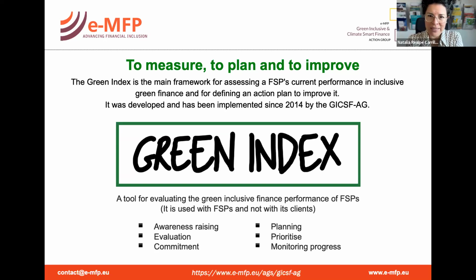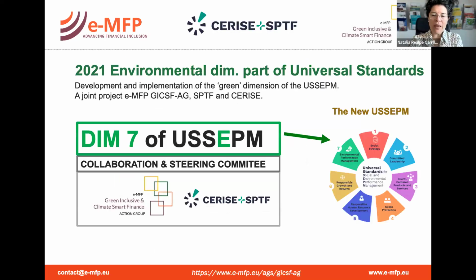Now, regarding this tool, in 2021, as you may know already, for the Universal Standards for Social and Environmental Performance Management, we worked together with CERISE and SPTF in order to align the update of the Green Index from its 2nd version to the 3rd version, so that dimension 7, which is a set of 3 dimensions and a few questions, is also aligned with the Green Index 3.0.